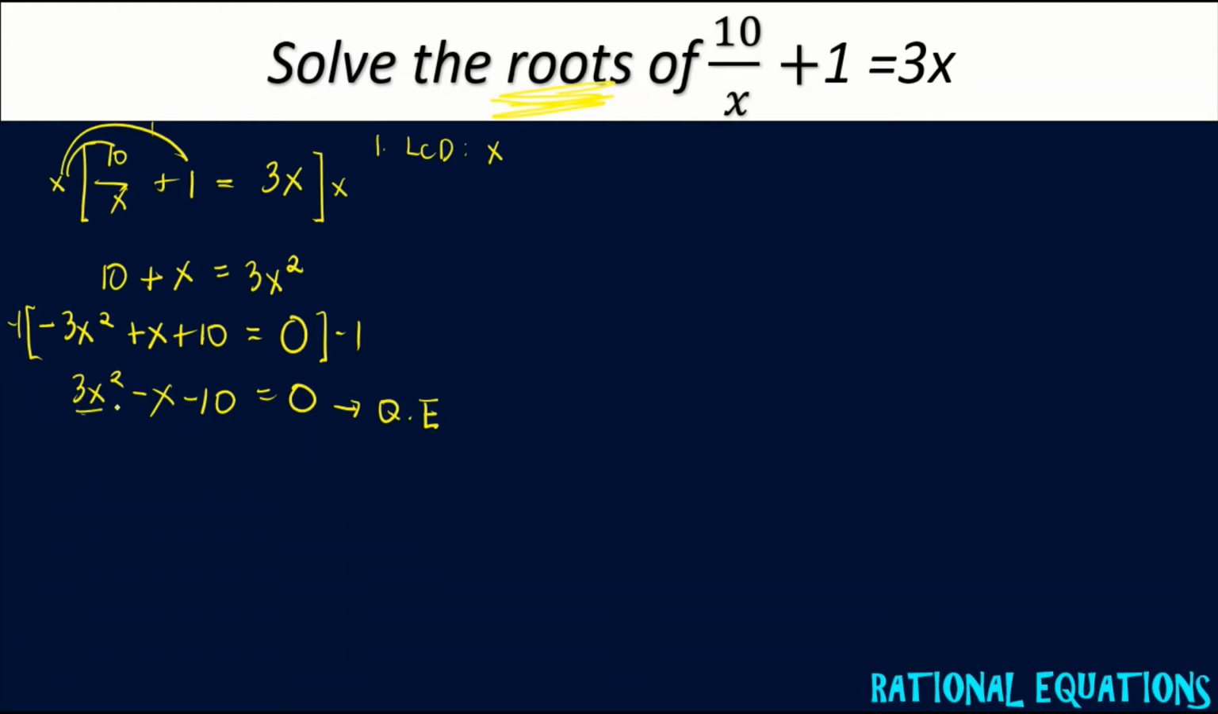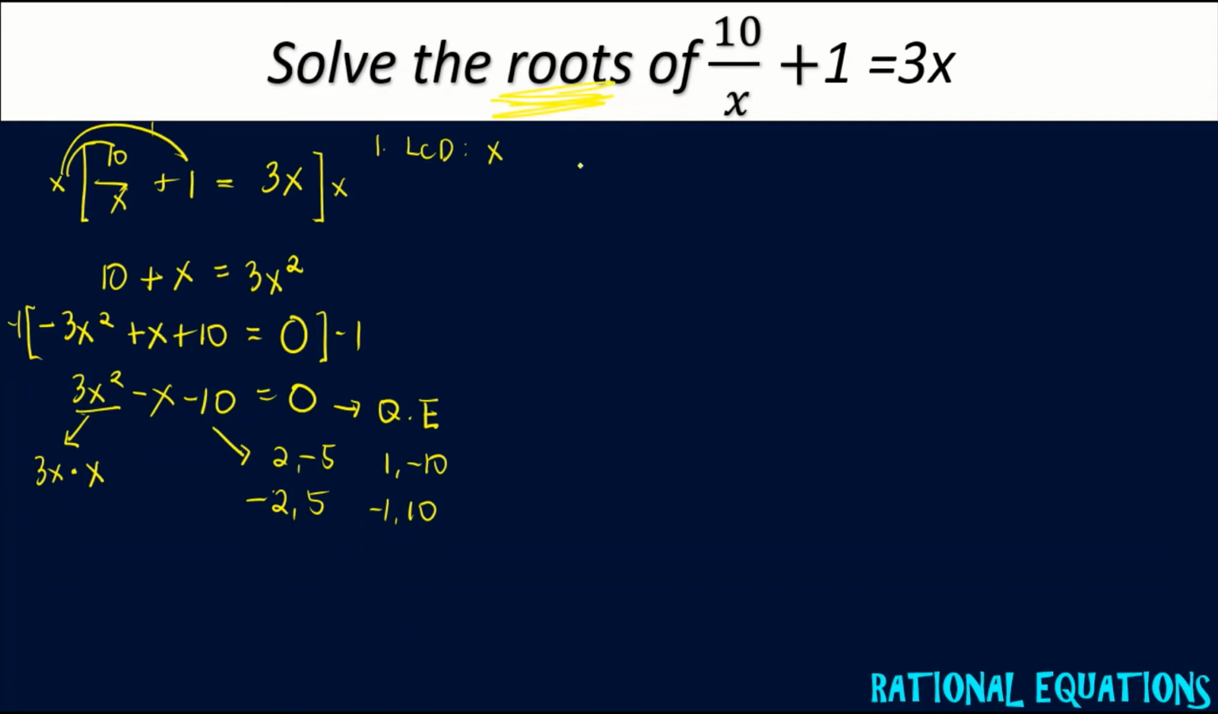Okay, so 3x squared, and may mga factors ng 3x squared. We have 3x times x. And then for the factors of negative 10, we have 2 times negative 5. Okay, we have also negative 2 times 5. We have also 1 times negative 10 and negative 1 times positive 10. So, lahat ng mga factors sa first terms and last terms natin ay masusubukan natin and dapat akma siya dun sa ating middle term na negative x.